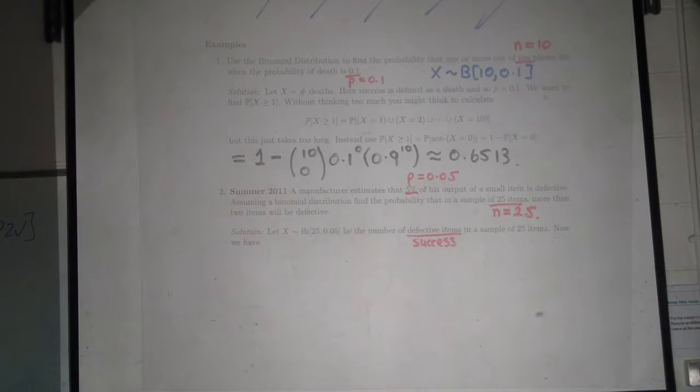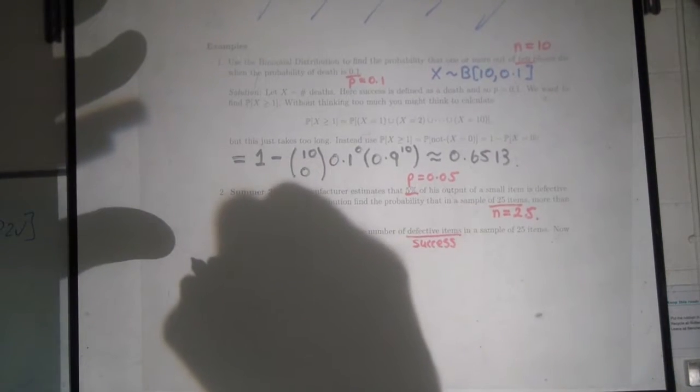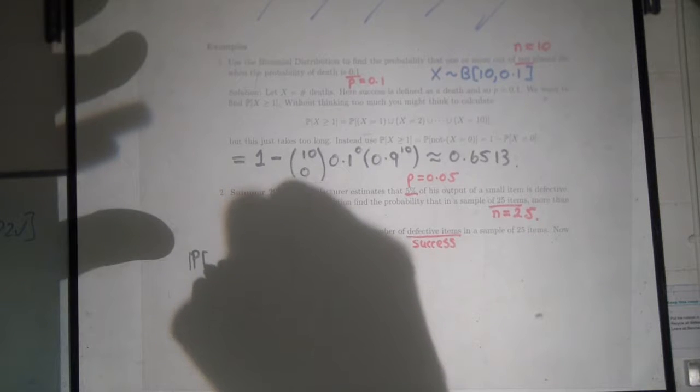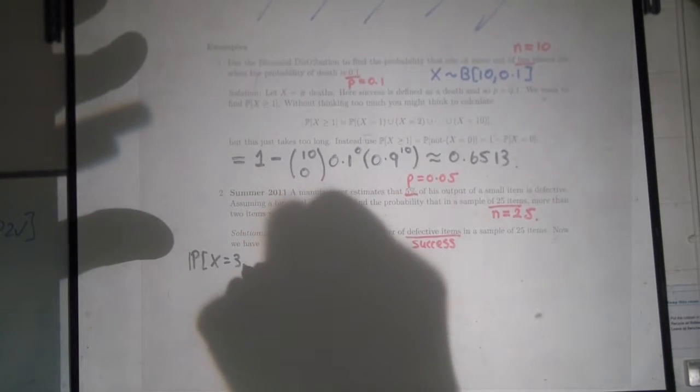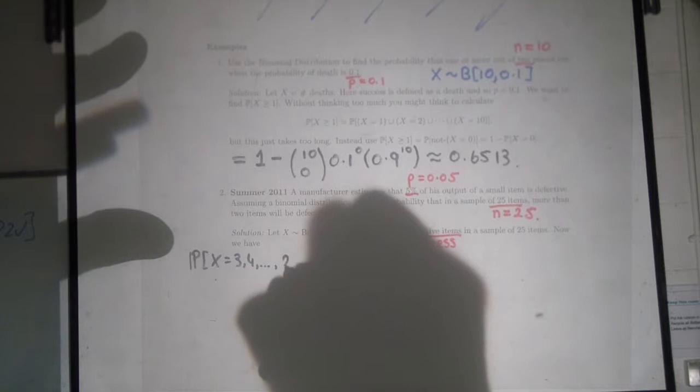Now, more than 2, if you're going to have more than 2 drinks, how many drinks is that? 3, 4, 5, 6, 7. So you're looking at here probability more than 2 is 3, 4, etc. up to 25. That's what more than 2 means. Now that is 23 times using the formula. That's a disaster. So I'm going to flip it on its head. What is that not?